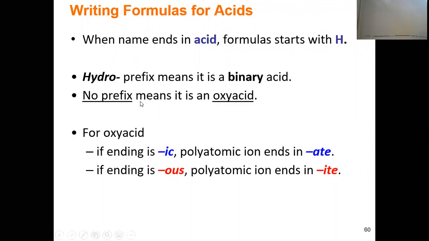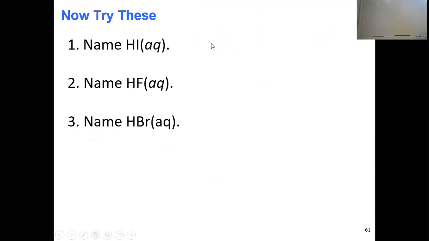Here's the summary. Your hydro prefix means that it's a binary acid. If there is no hydro prefix, that means it's an oxy acid. If it's an oxy acid and it ends in IC, you have a polyatomic ion which ended in ATE. If your oxy acid ends in OUS, you had a polyatomic ion that ended in ITE.